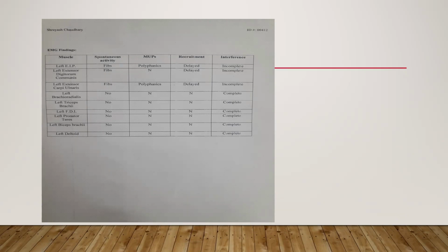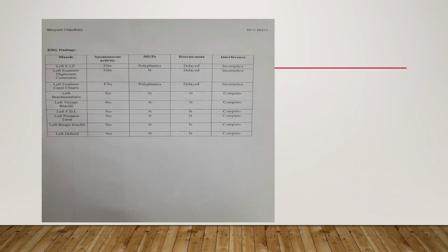So you do the needling of each root if you are suspecting a root lesion. That will also take care of your plexus innervated muscles. In this case, all the roots are normal except for extensor indicis, EDC and extensor carpi ulnaris. So this indicates a posterior interosseous neuropathy. It has spared the brachioradialis and triceps. So how will you differentiate if it is a radial groove lesion?